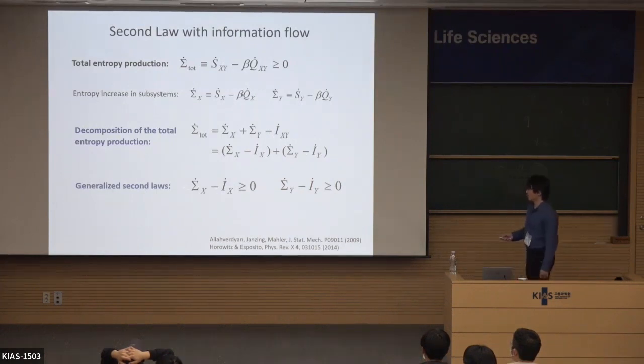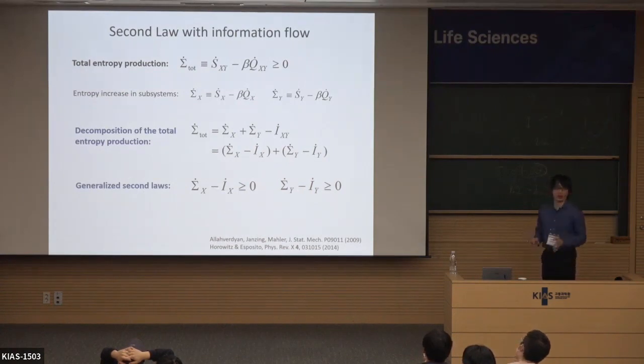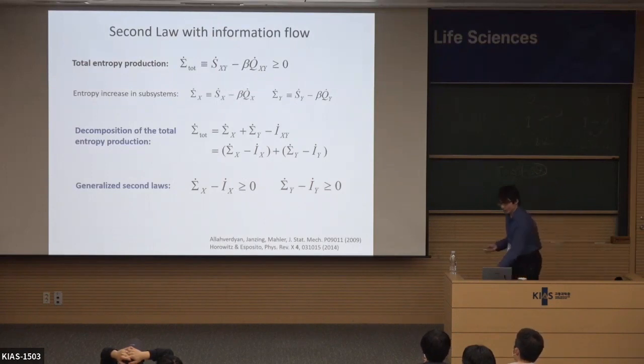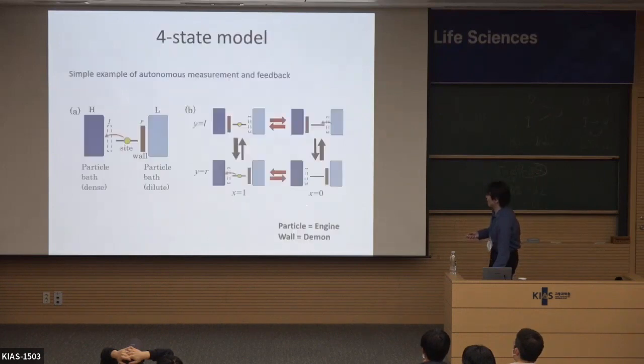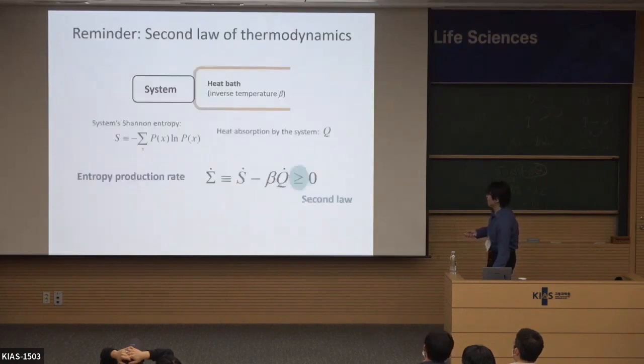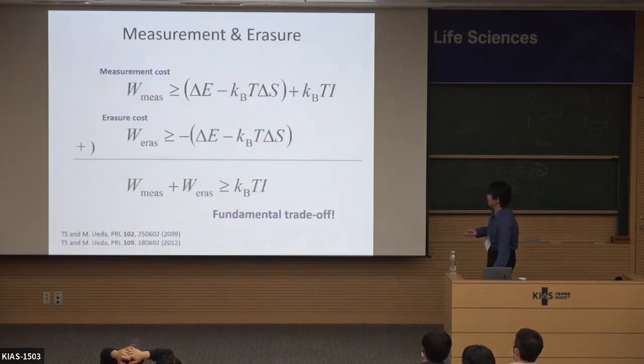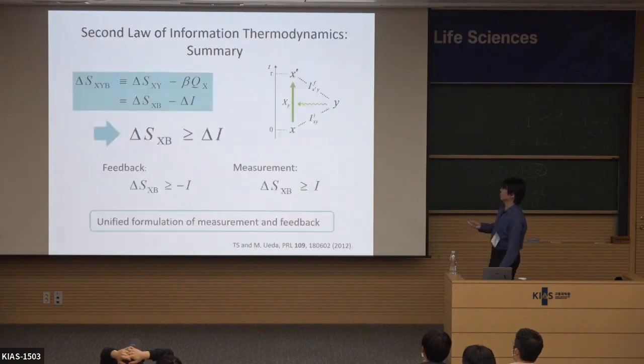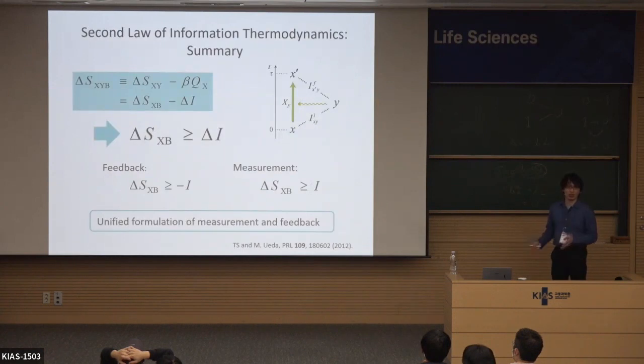For example, in the system X, the X entropy production minus X information flow is always non-negative. So this is the generalized second law of thermodynamics. Actually, this is essentially the same as this triangle picture. So this delta I is nothing but the information flow in the discrete time picture.